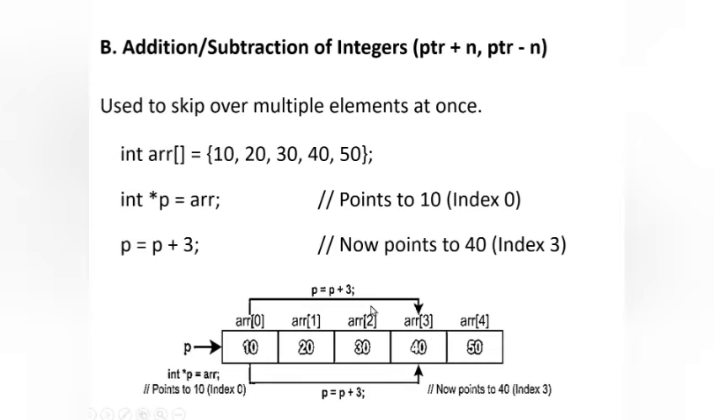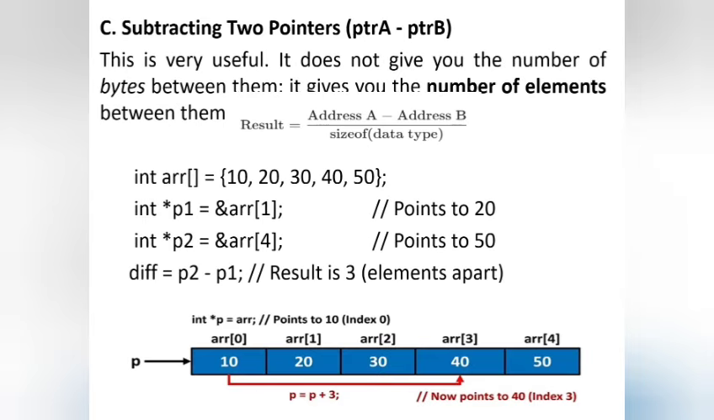So if you increment by 3 from the current position, it will move to the 3rd location next and refer to that location. That is the addition or subtraction of integers. In the same way we did addition, you can perform subtraction also. The next one is subtracting 2 pointers. Not subtracting any specific value, we can subtract 2 pointers.